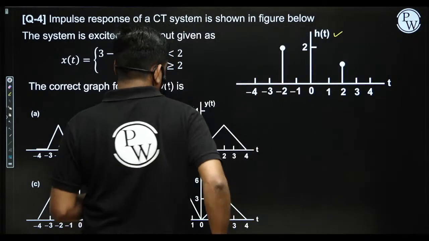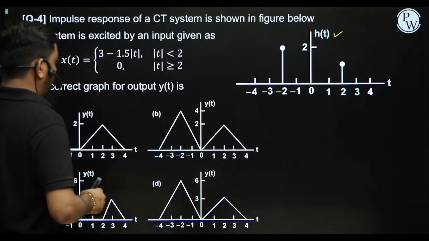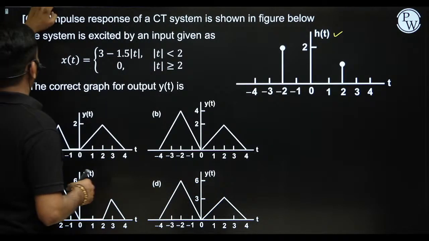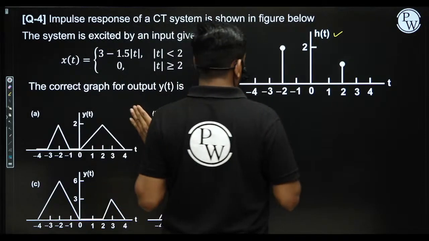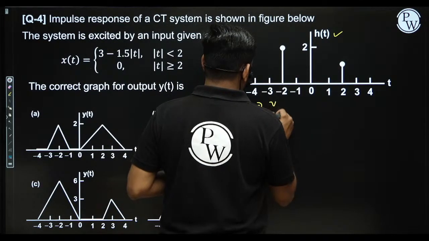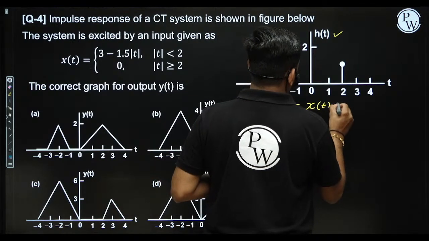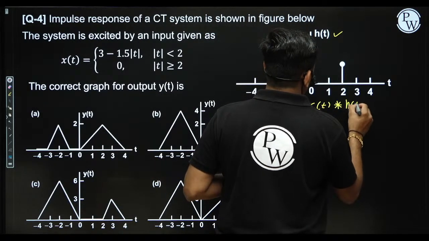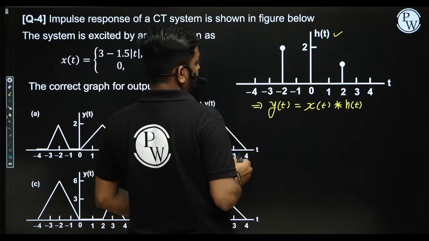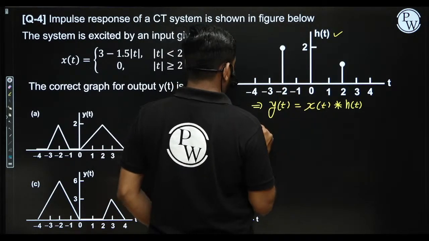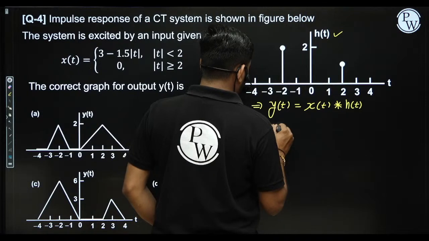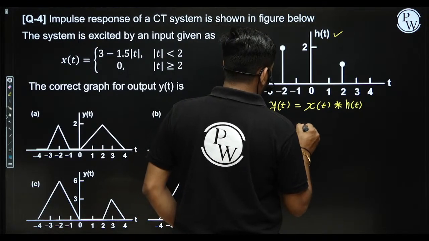Now audible? Okay. First of all, understand the concept. H of t and x of t are given. So what is y of t, guys? Y of t is nothing but x of t convolution with h of t. Now h of t is nothing but two impulse functions. One is present at -2 and one more is present at 2, guys.